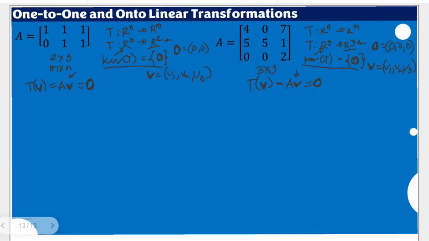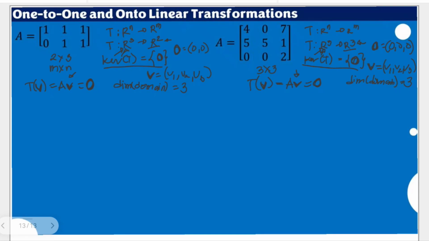As for onto linear transformation, we need to identify the dimension of your domain. The domain here is this one here, R3. So the dimension here is 3. This here as well, the dimension of your domain is also indicated by this, so this is also 3. And in our onto, this dimension of the domain should be equal to the dimension of your range. Your range later will be determined as this process goes on.